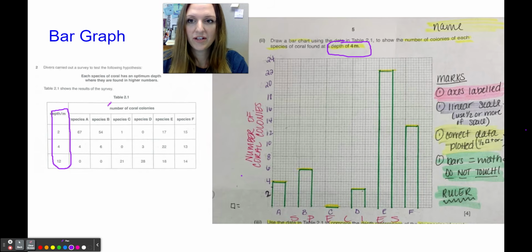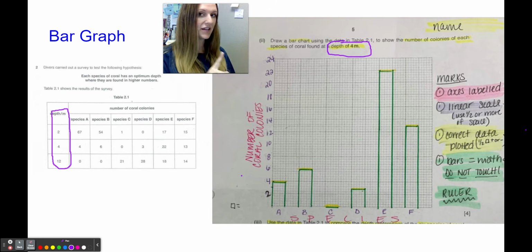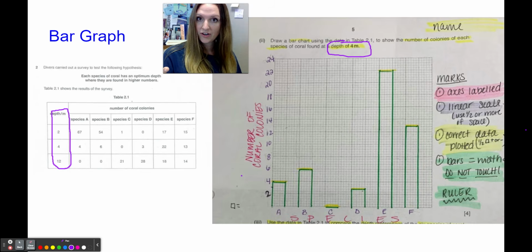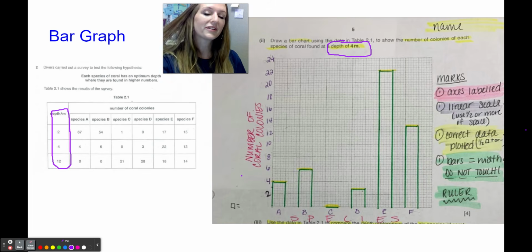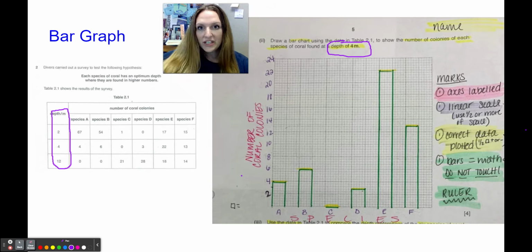So it's what are you testing, and then what are you measuring? The measurement, or the responding variable, remember DRY MIX, the dependent, responding, or the answer, whatever you're measuring, that goes on the y-axis. And then the manipulated, independent variable goes on the x-axis. To manipulate something is to change something. So they're not physically changing anything. They're just looking at different species.